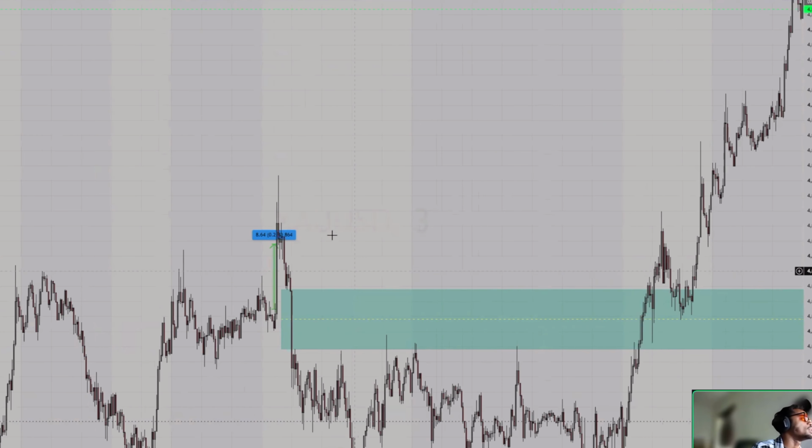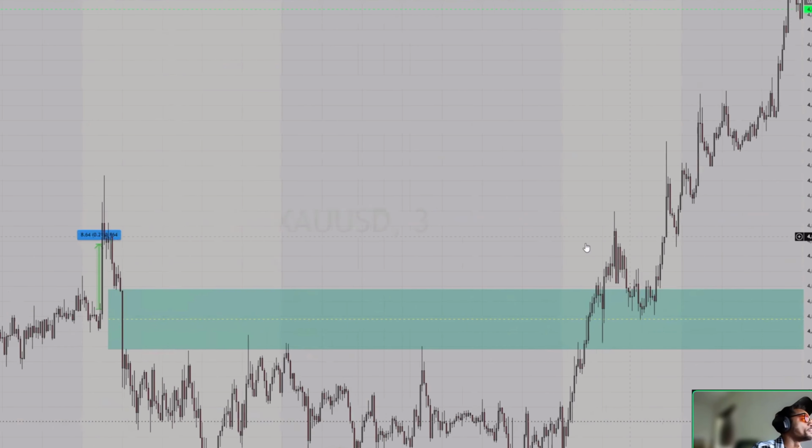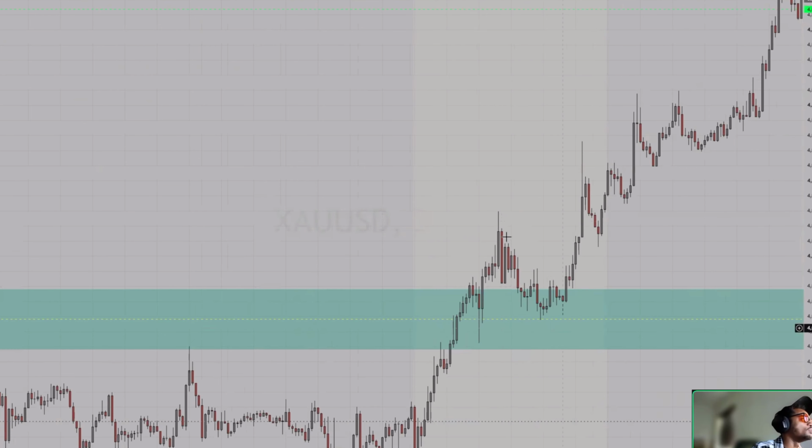What I would want to see is a resistance broken, which happened right up here. We got the resistance to get tapped into. We did reject it, so we didn't quite break it. That rejection could have led to something else.